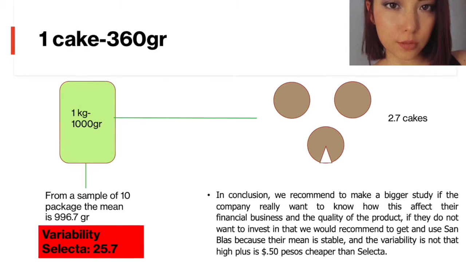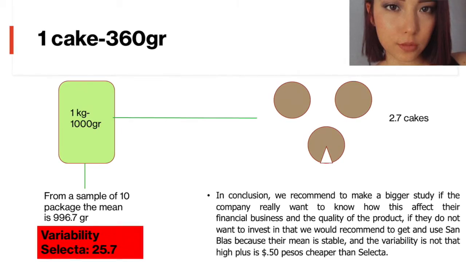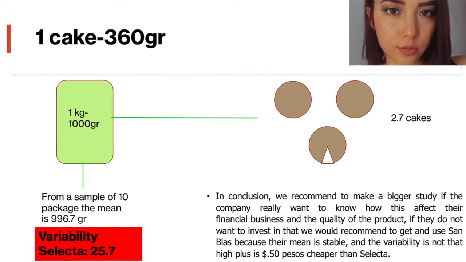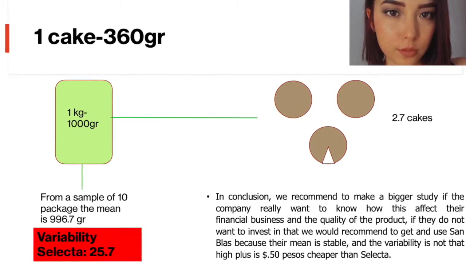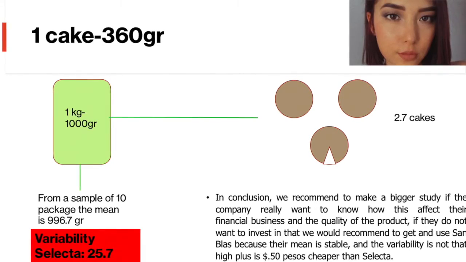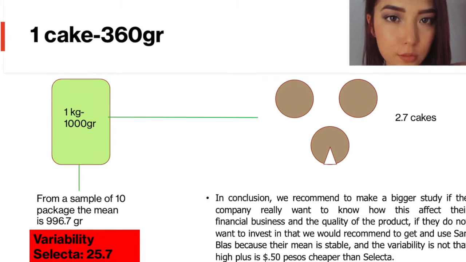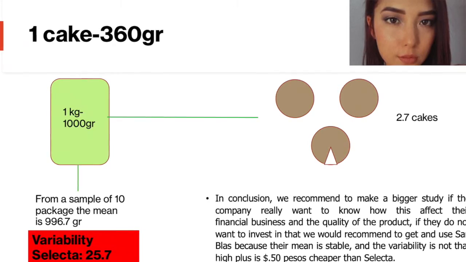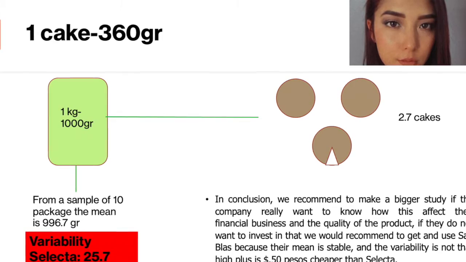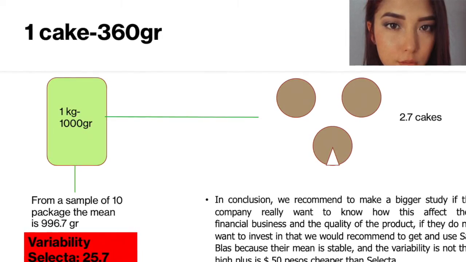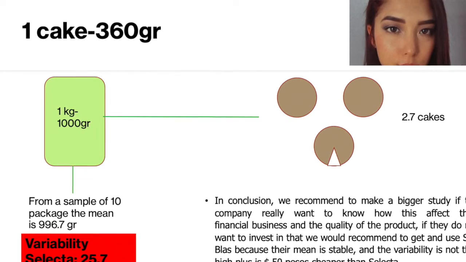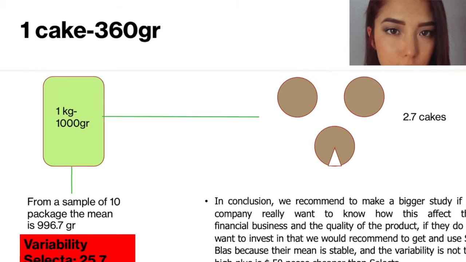But if we talk about the variability, Selecta has 25.6 of variability, meaning that for now we found a good mean. But what if we took a bigger sample, so the company can buy the brand with the certainty that they will get the weight that they are paying for? So we recommend making a bigger study if the company really wants to know how this affects their financial business and the quality of the product.